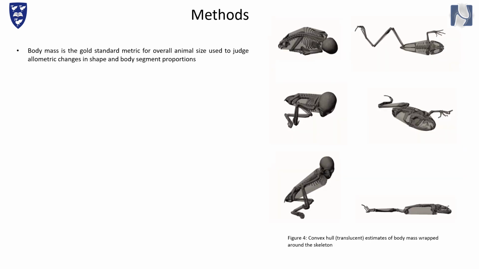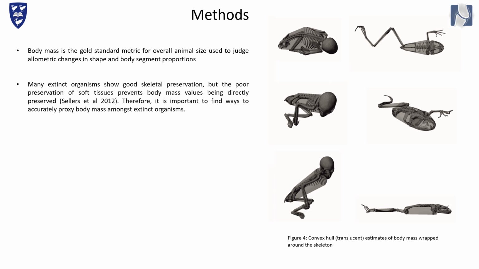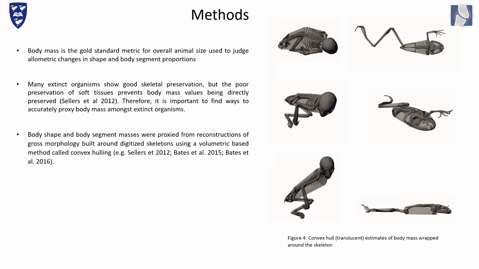Now we know that body mass is the gold standard metric for overall animal size used to judge allometric changes in shape and body segment proportions. And many extinct organisms show good skeletal preservation, but the poor preservation of soft tissues prevents body mass values being directly preserved. Therefore, it's really important to find ways to accurately proxy body mass amongst extinct organisms.